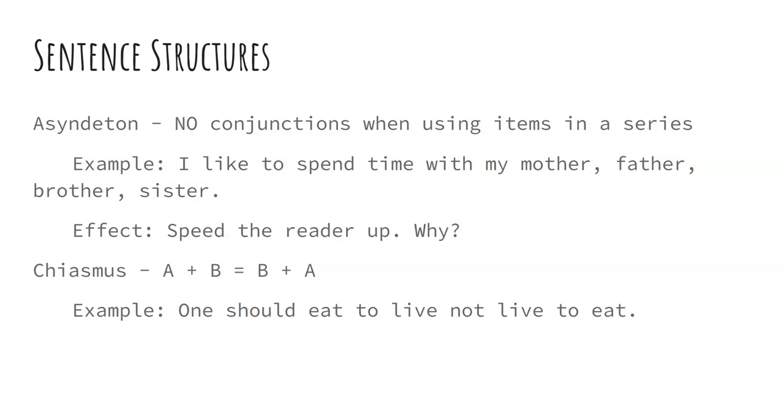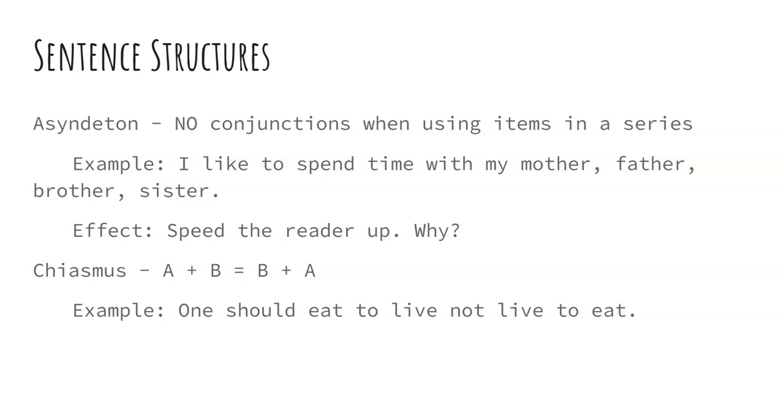So an example: I like to spend time with my mother, father, brother, sister. It feels weird to us because we have no conjunctions in there, and like the polysyndeton, we don't normally speak like this. The effect here is the opposite of the polysyndeton, where it slows you down. This one speeds you up. It's like you're racing, you're rushing, you're trying to get somewhere quickly. Okay, so it's that speed that's important.